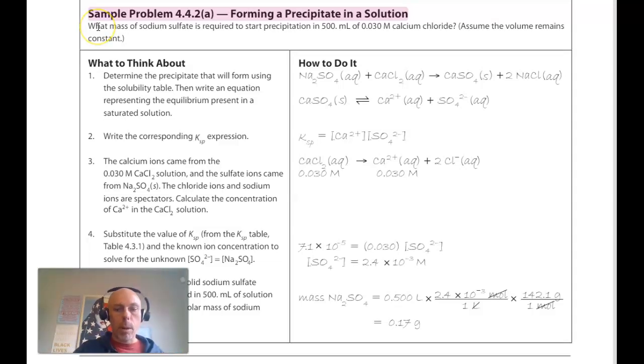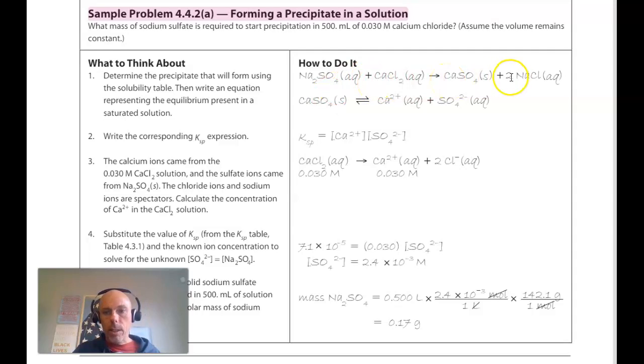So, sample problem 4.4.2 here on the following page, on page 254 of our textbook. It says, what mass of sodium sulfate is required to start precipitation in 500 milliliters of a 0.03 molar calcium chloride solution? Assuming the volume remains constant, that whatever mass of sodium sulfate is added won't change the total volume of 500 mL. Once again, we write the double replacement reaction between sodium sulfate and calcium chloride.